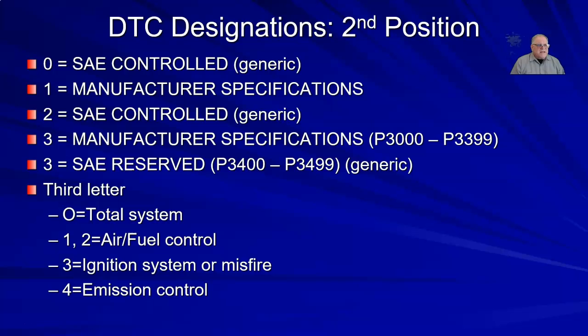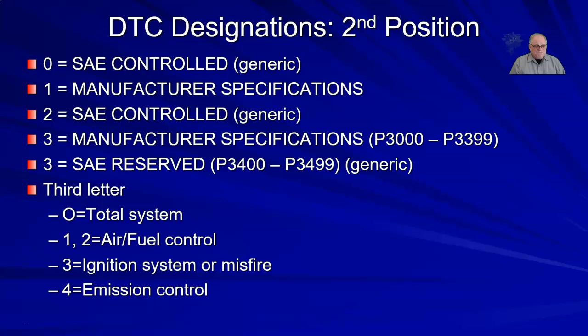Second digit, most of them that you're going to be seeing are going to be P0 or P1. If it's a P0 code, that's generic. It's going to be the same code for all the OBD2 equipped vehicles. If it's a P1, it's going to be manufacturer specific, so that can be unique to that particular vehicle or that particular manufacturer. P2, again, is supposed to be generic, same as the P0.